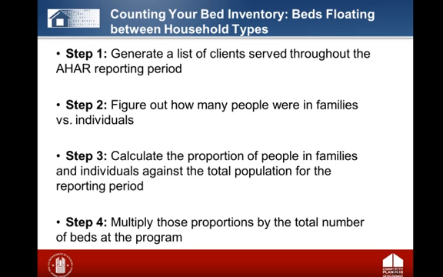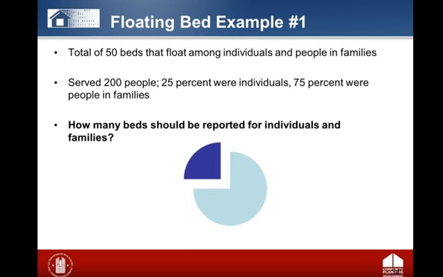The first step in counting beds that float between household types is to generate a list of clients served throughout the AHAR reporting period. Step 2 is to figure out how many people were in families versus individuals. Step 3 is to calculate the proportion of people in families and individuals against the total population for the reporting period. Finally, multiply those proportions by the total number of beds at the program. Here's an example of a program that has floating beds. St. Mary's Emergency Shelter has a total of 50 beds that float among individuals and persons and families.